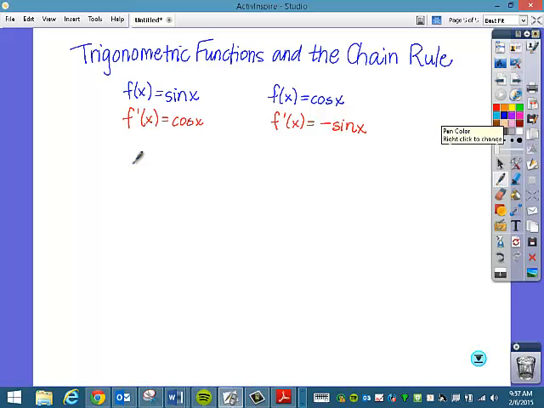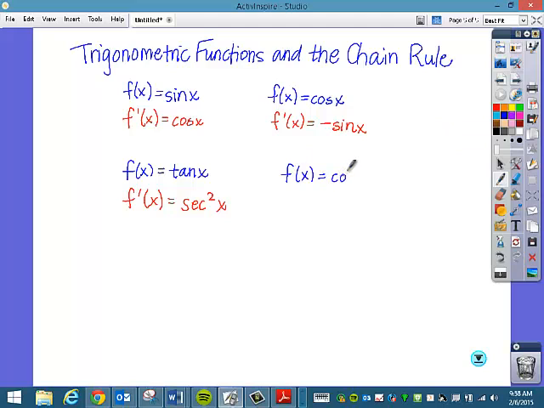So what if f of x was tangent of x? What would the derivative of tangent of x be? It's secant squared x. So the derivative of tangent of x is secant squared x. If f of x was cotangent of x, the derivative of cotangent of x is negative cosecant squared x.